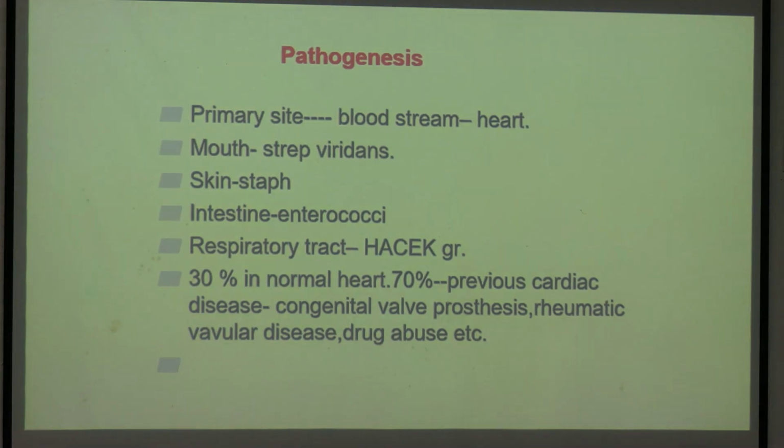The pathogenesis: from the primary site through the bloodstream to the heart. From the mouth, the organism is Streptococcus viridans from the oral cavity. From the skin, it is Staphylococcus aureus. From the intestine, it is Enterococci. From the respiratory tract, it is the HACEK group.